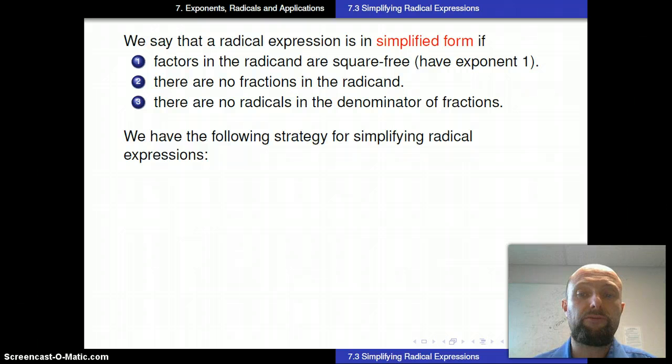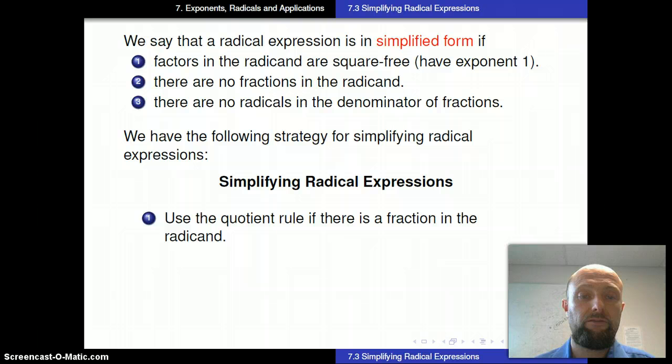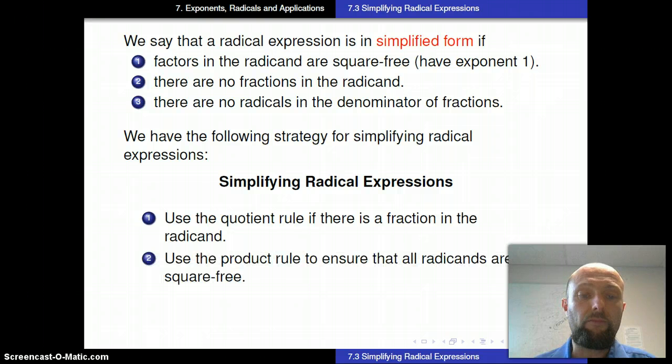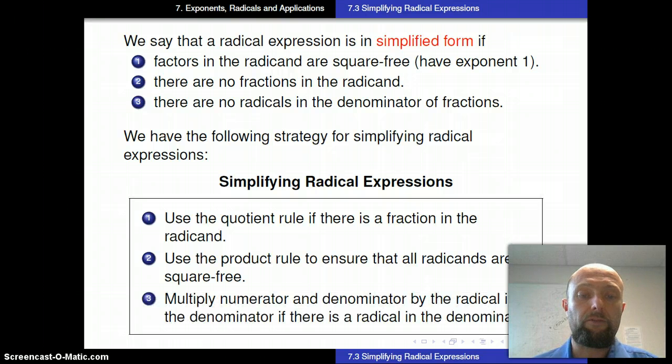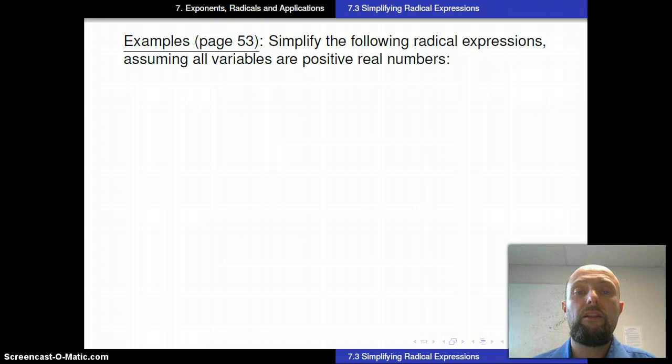We have the following strategy for simplifying radical expressions. One, we use the quotient rule if there is a fraction in the radicand. Two, we use the product rule to ensure that all radicands are square-free. This will routinely involve factoring an expression into a product of two factors, one of the factors being the largest square in the expression. And three, we multiply numerator and denominator by the radical in the denominator if there is a radical in the denominator. Let us illustrate this with the examples on page 53.